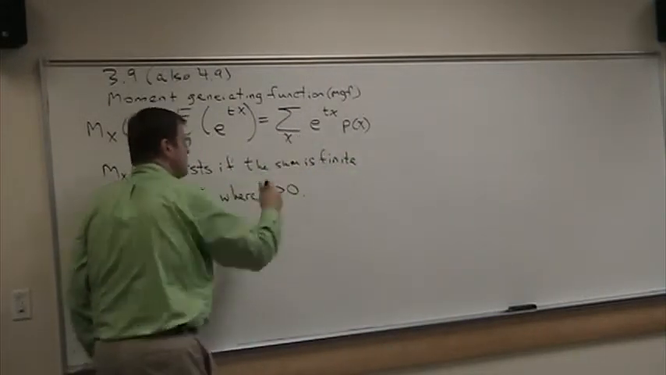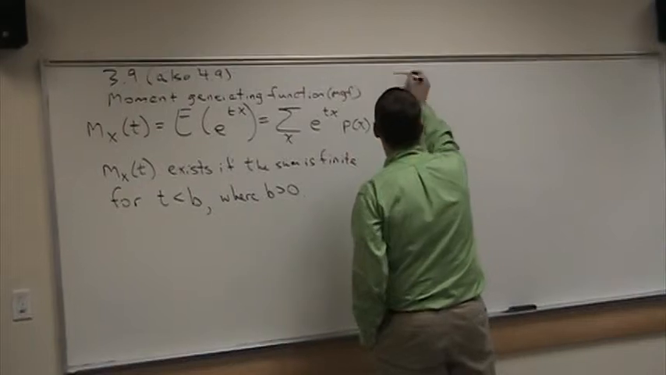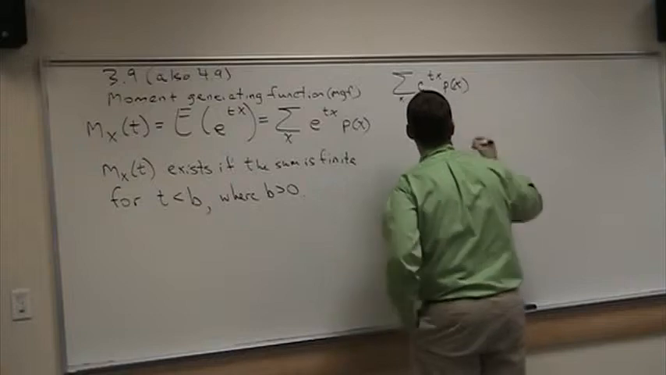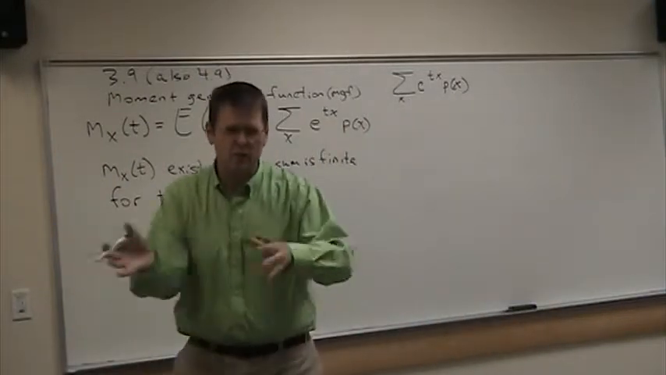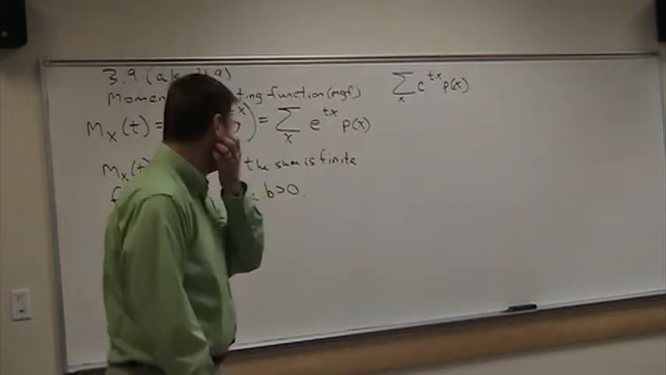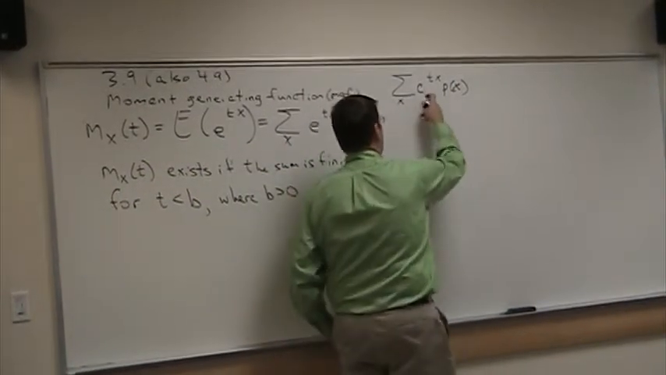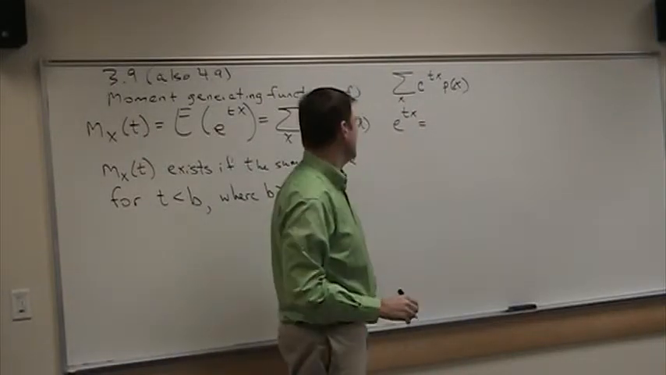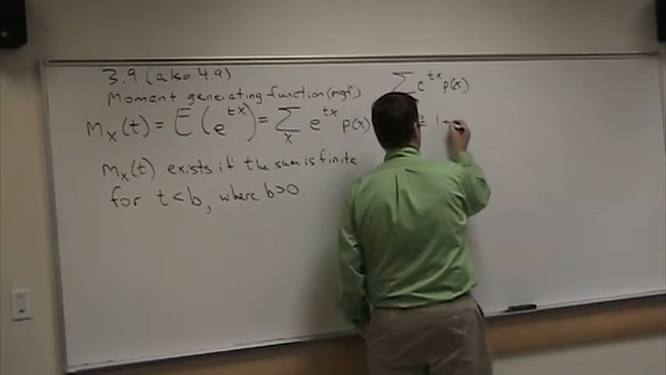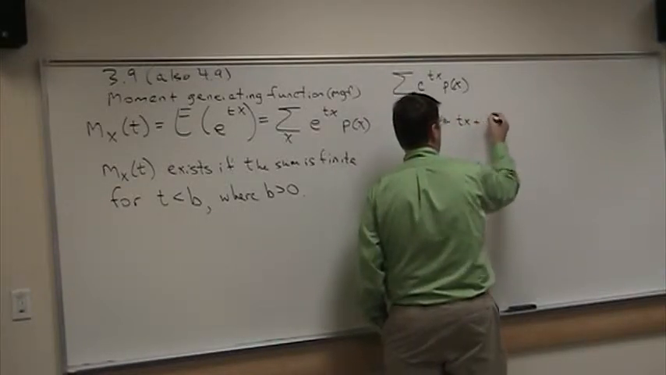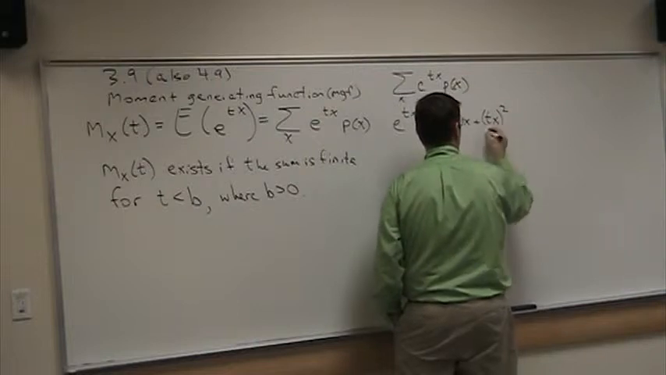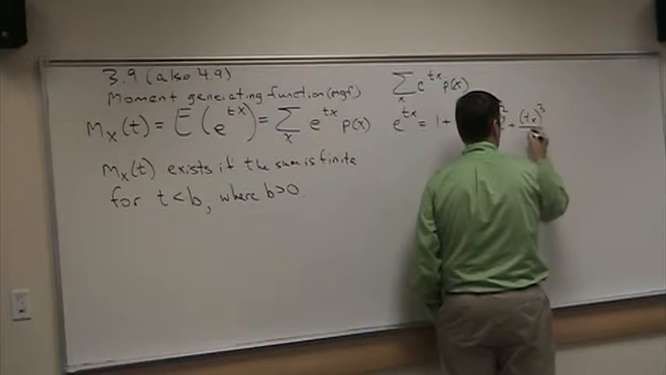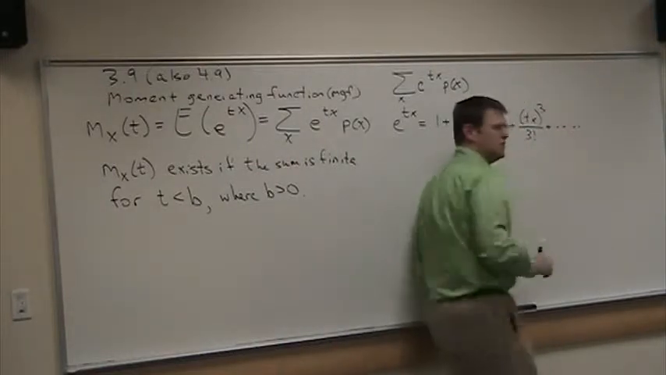So, if we were to write this out, we talked a little real analysis, now let's pull a little Calc 2 in. Okay. e to the tx. Remember this? 1 plus tx plus (tx) squared over 2 factorial plus (tx) cubed over 3 factorial, and so on.